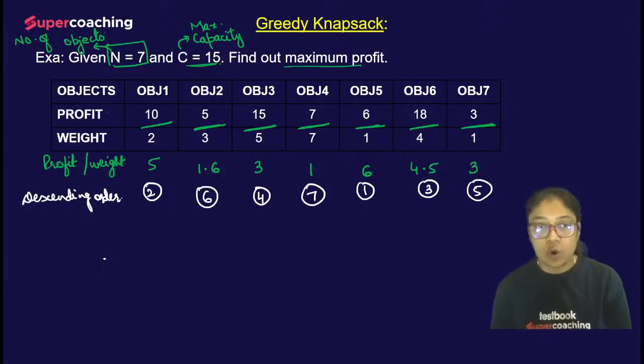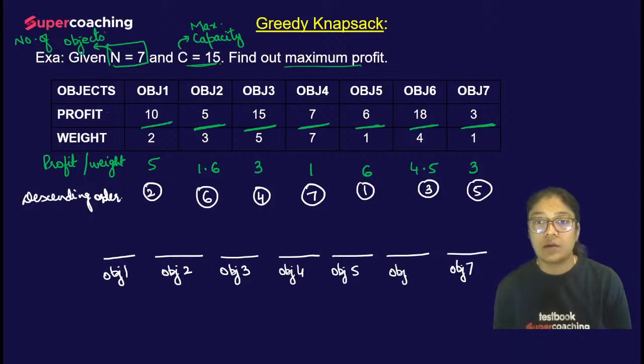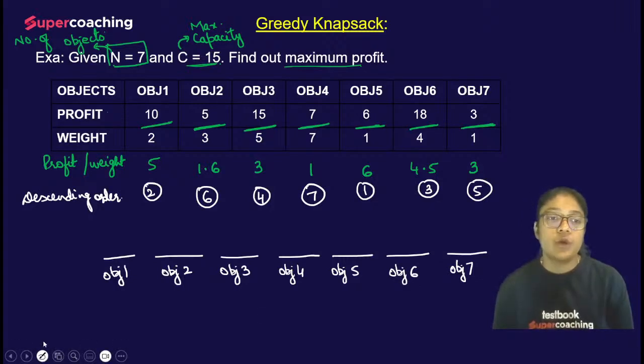Now consider the objects 3, 4, 5, 6 and 7. This is object 7, object 1, object 2, object 3, object 4, object 5, object 6. So first of all, we'll be preferring the object 6. Capacity is given as 15.